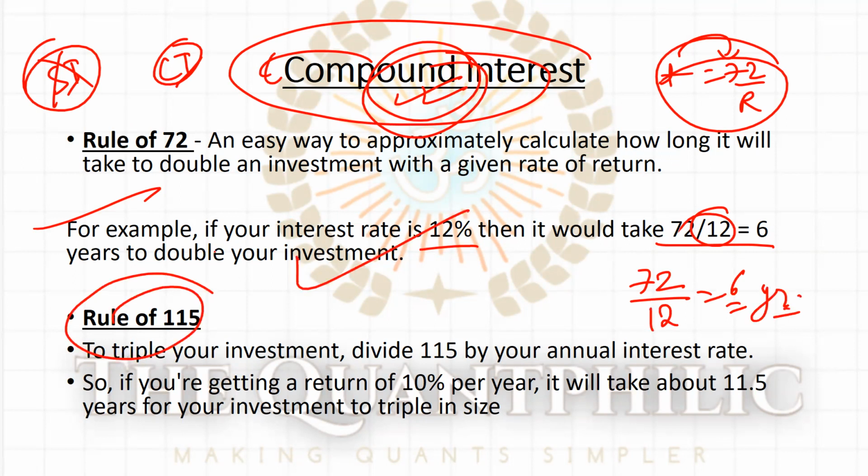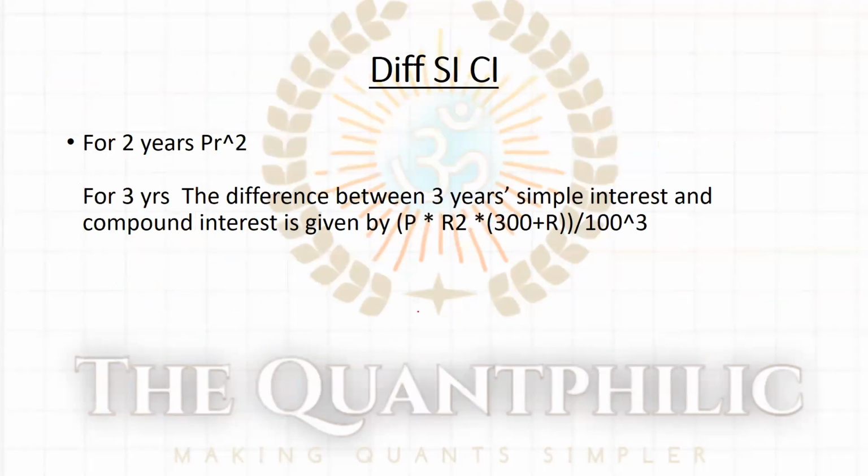Similarly, rule of 72 is for 2 times, and rule of 115 is for 3 times. In how much time will it become 3 times? So 115 divided by rate of interest, which is 10, so 11.5 is the answer. Hope it is clear now. Let's go to the next one.